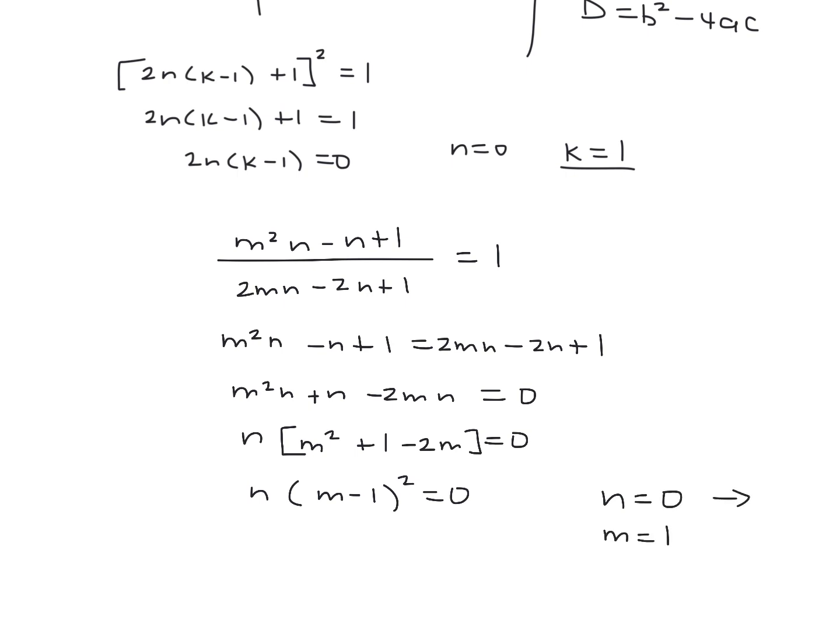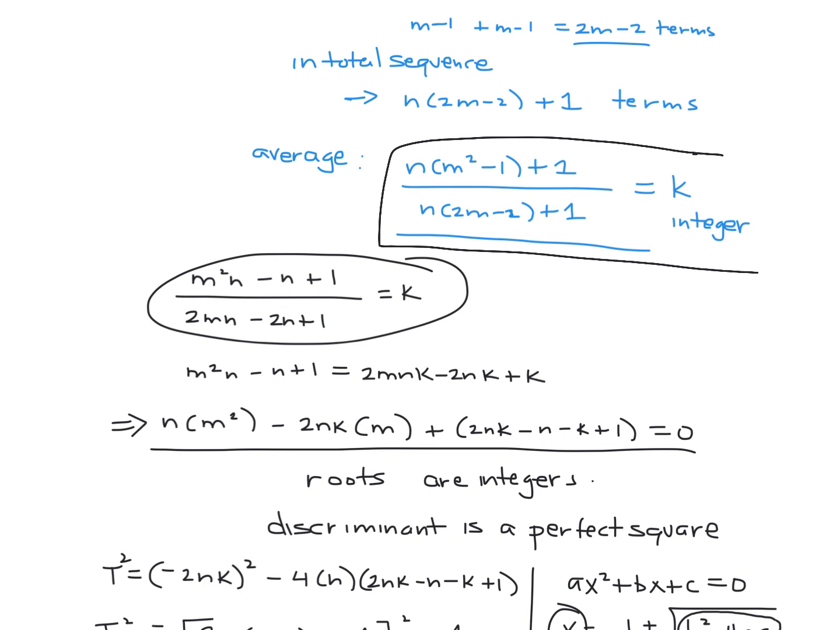Now, n cannot equal 0, because if it did, there'd be no teeth, basically. And m cannot equal 1 because one of the criteria is that m has to be greater than or equal to 2. So therefore, we have proven that this whole process falls apart when you try to create the average as an integer. So we have proven that therefore the average of such a sawtooth pattern cannot be an integer.